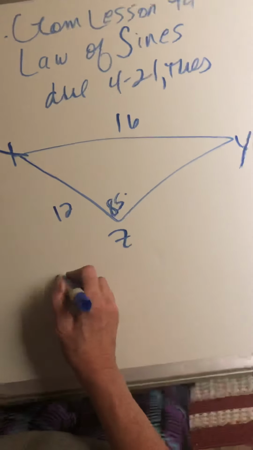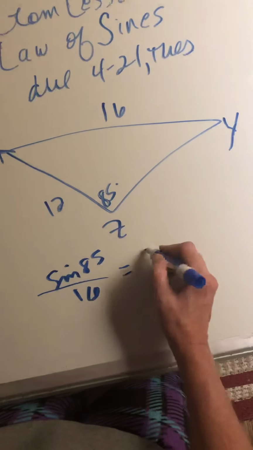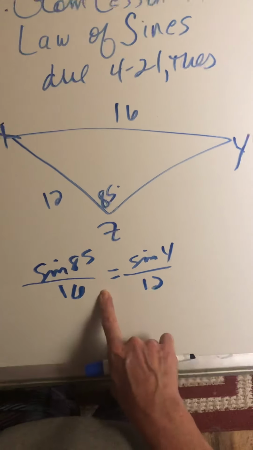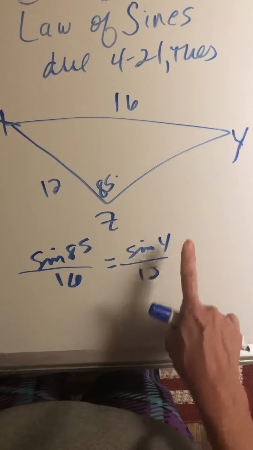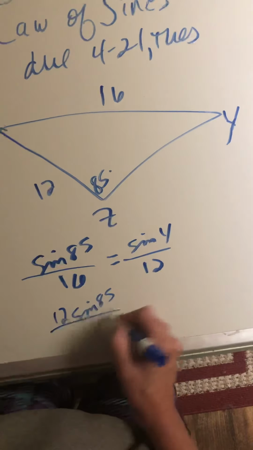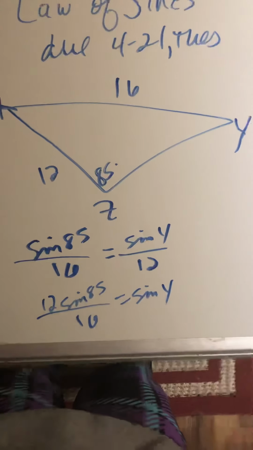So I'm going to put sine of 85 over 16 equals sine of Y over 12. Again, I want sine of Y by itself. I'm dividing by 12, so I need to multiply by 12. It's like multiplying both sides by 12, but I'm letting you skip part of it, okay?